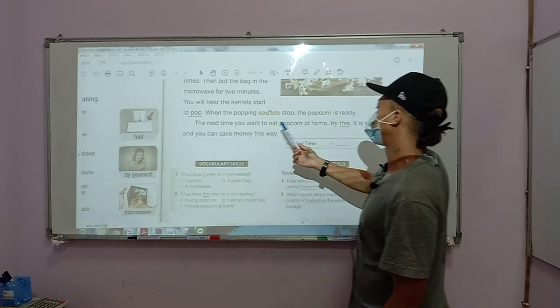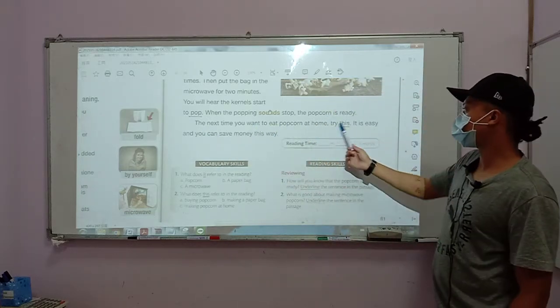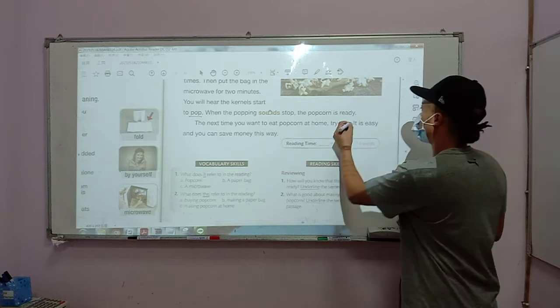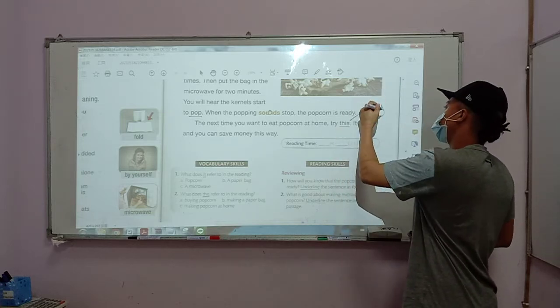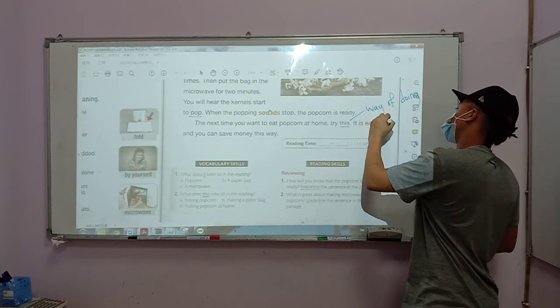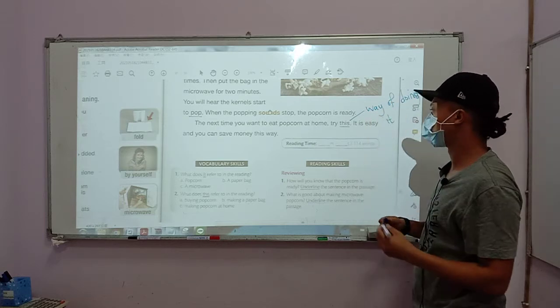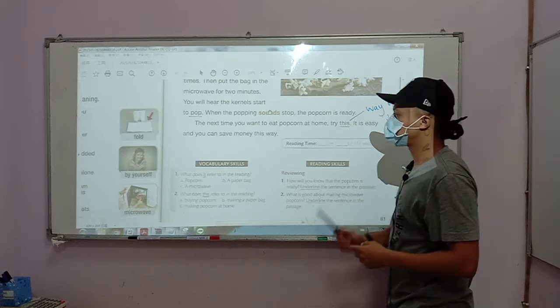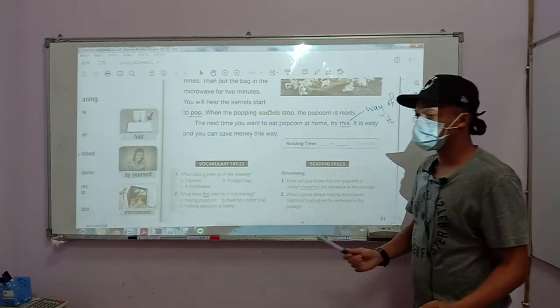The next time you want to eat popcorn at home, try this. So they're saying try this way of doing it. And it is to make popcorn. It is easy and you can save money this way.